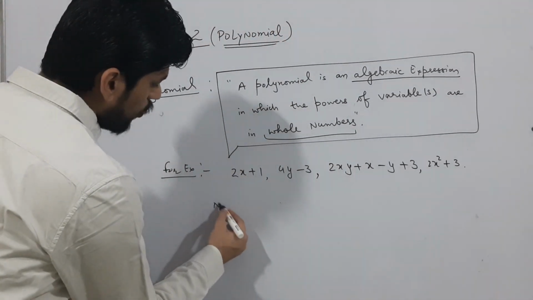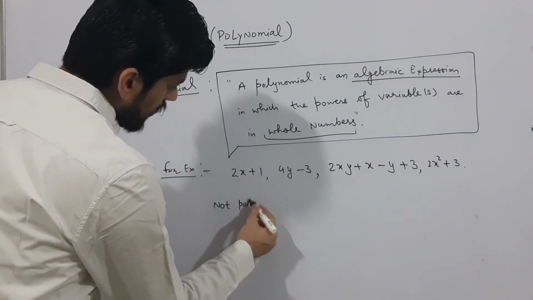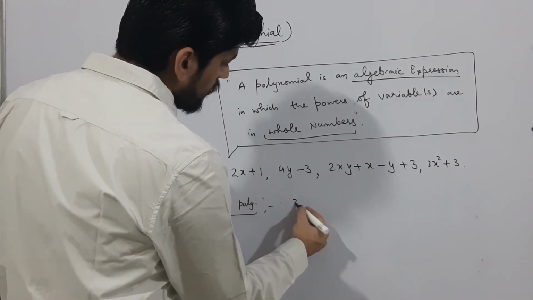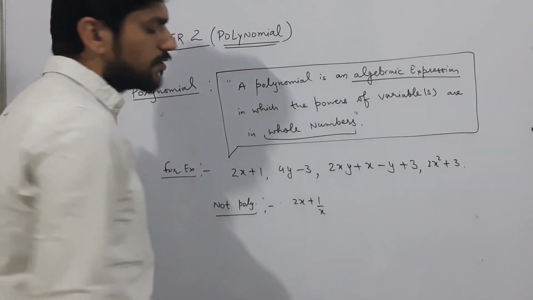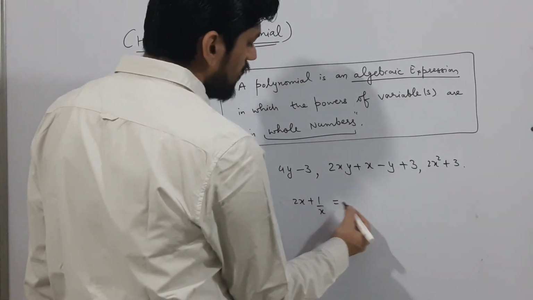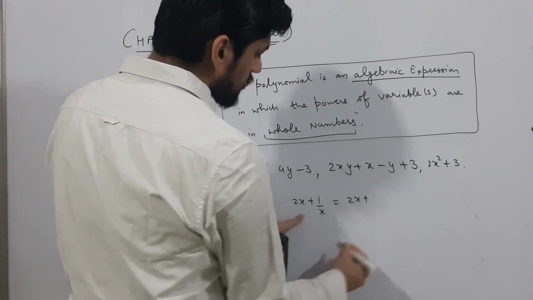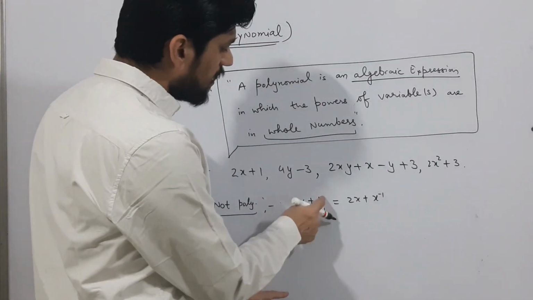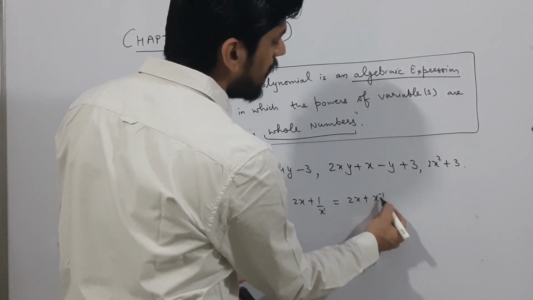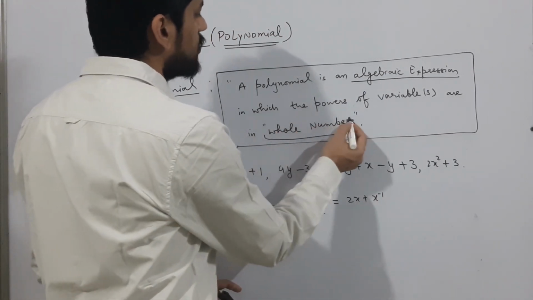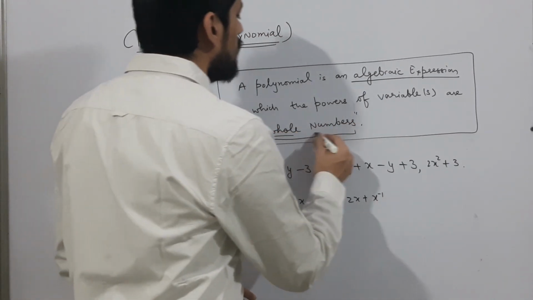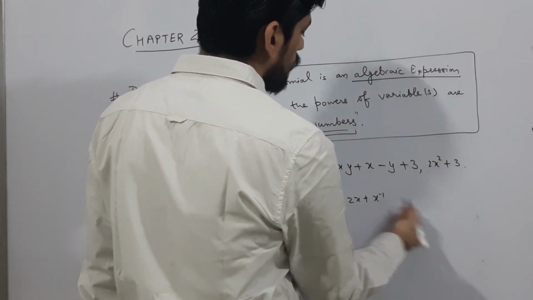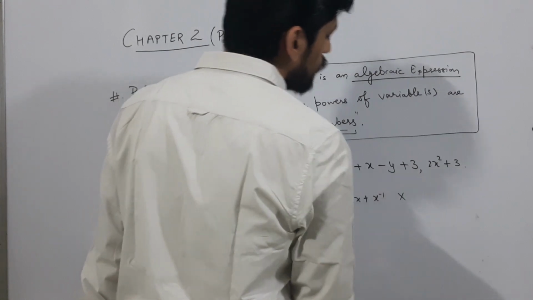Now, these are not polynomials. Let us take some examples which are not polynomials. 2x plus 1 over x. This is not a polynomial. The reason: if you write it as 2x plus 1 by x raised to power 1, it can be written as x raised to power minus 1. Now see, the variable power is minus 1. And we have clearly mentioned in the definition of polynomial that the variable power should be a whole number. But here it is minus 1. So this is not a polynomial, because minus 1 is not a whole number.